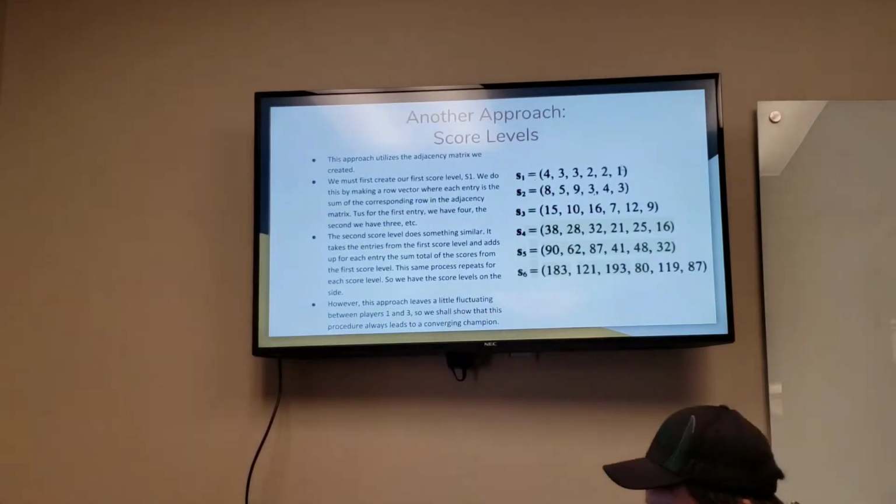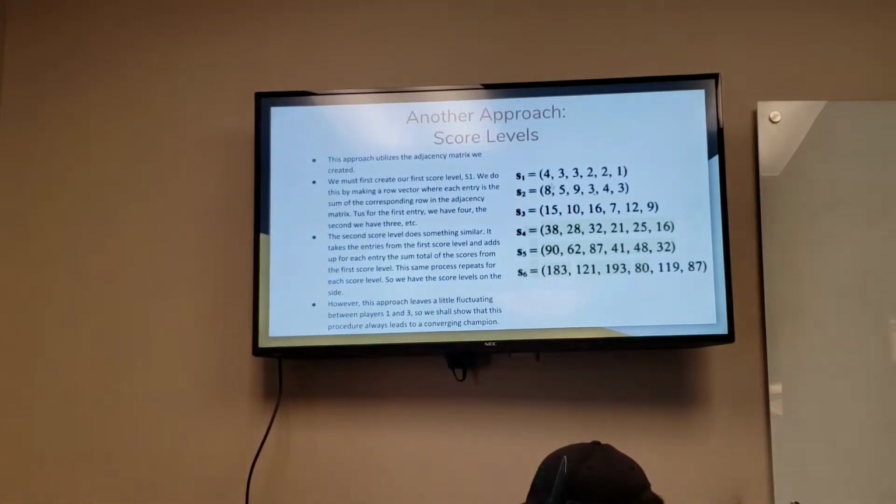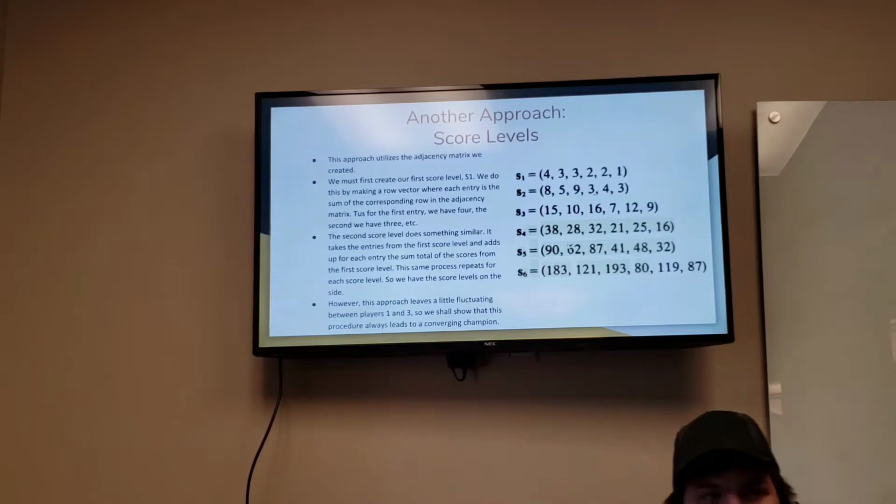The second score level is done in a very similar way. You go to your first player, first slot, and you count up the scores from the previous one as to who they beat. So you know that player 1 beats players 2, 4, 5, and 6. So you add 3, 2, 2, and 1 to get a score of 8. You do the same thing for player 2. You know they beat players 4, 5, and 6. So you go off of 2, 2, and 1, and so on. In the third score level, you do the same thing with the second score level, etc.